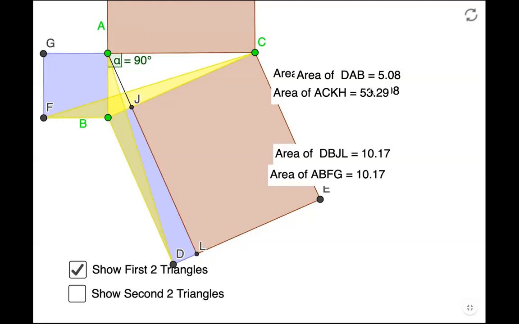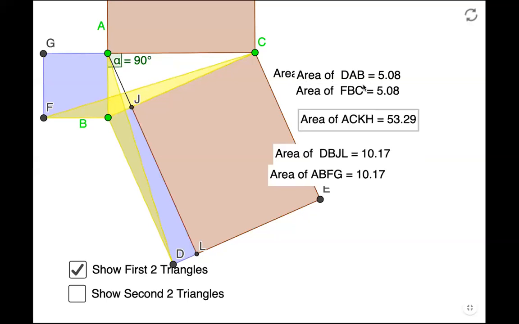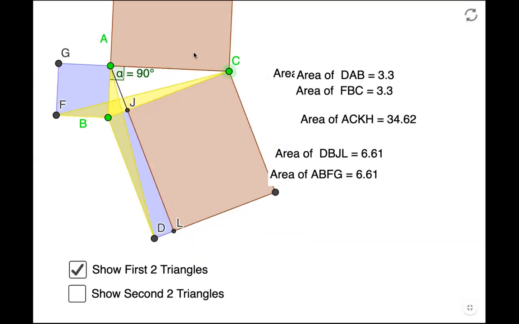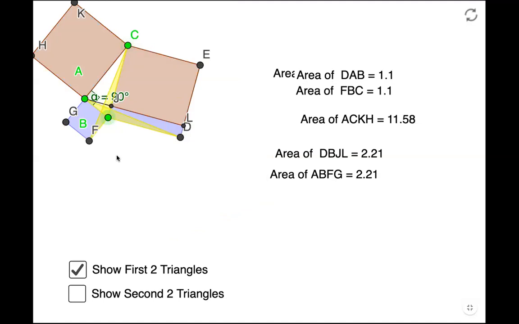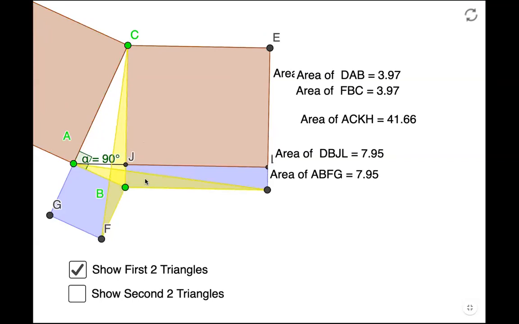Here I actually have the measurements. Area of DAB. I don't know what that is. So you can see they have the same areas being measured, and you can mess around to see that it stays the same. On the other hand, if I rotate it this way, I can see the rectangle being double the area of the other triangle. Wow, that's so cool.